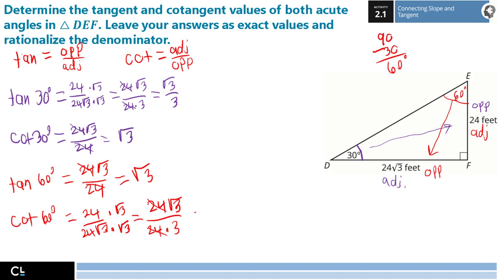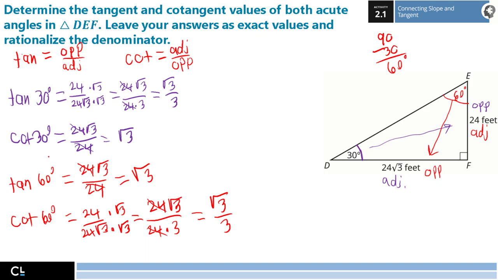24s are still going to cancel, and we're going to be left with radical 3 over 3, just like our tangent of 30. So what do we notice? For these angles, they're like opposites of each other. My tangent of 30 is equal to the cotangent of 60. The cotangent of 30 is equal to the tangent of 60.